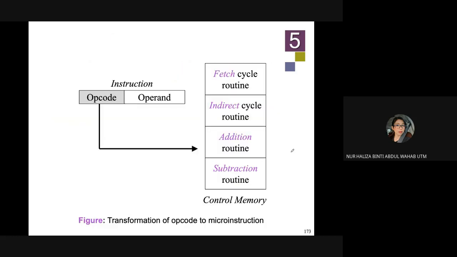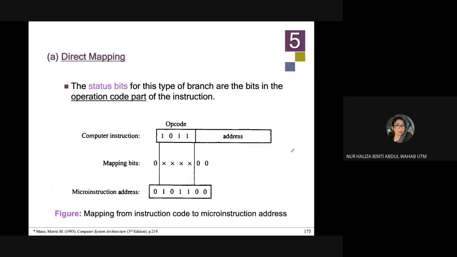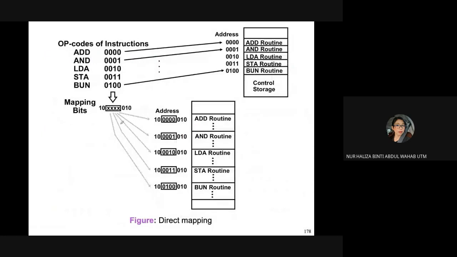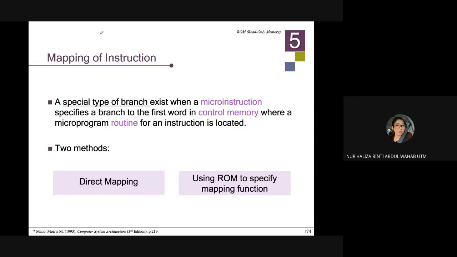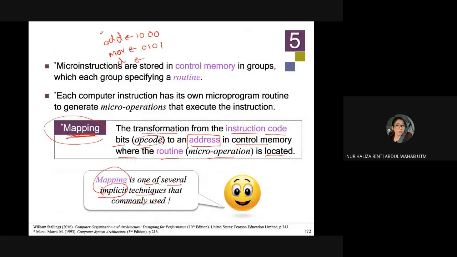How are you going to see it? Let's say I give you this opcode instruction. You can see add is going to be 0000. For AND, this one is 0001, and so on. This is just an example, for you to know what the opcodes of your instruction are. Okay, go back to this slide.